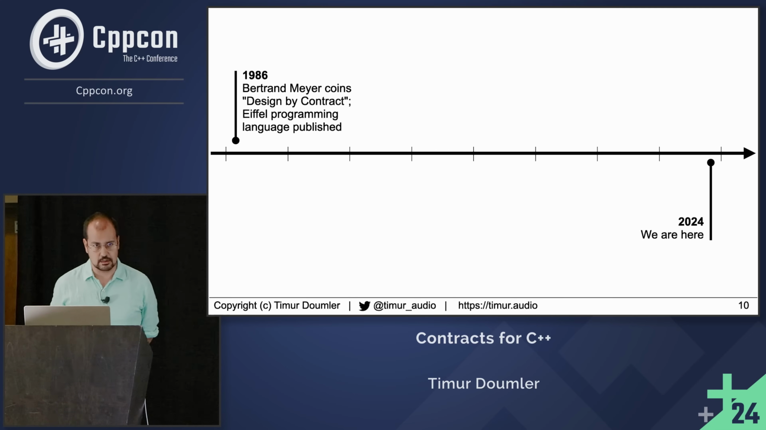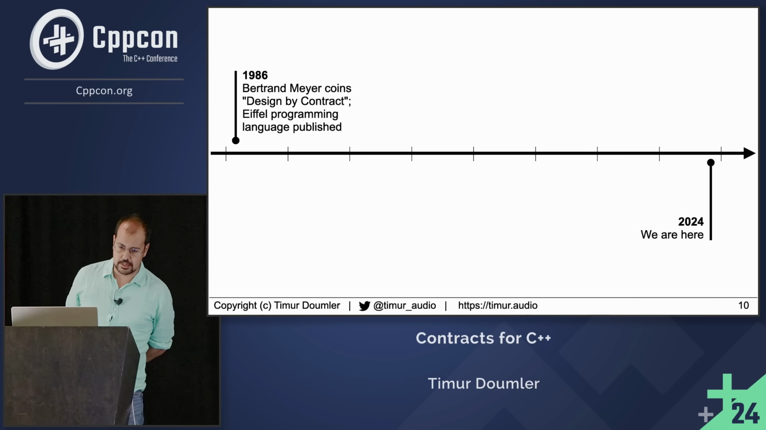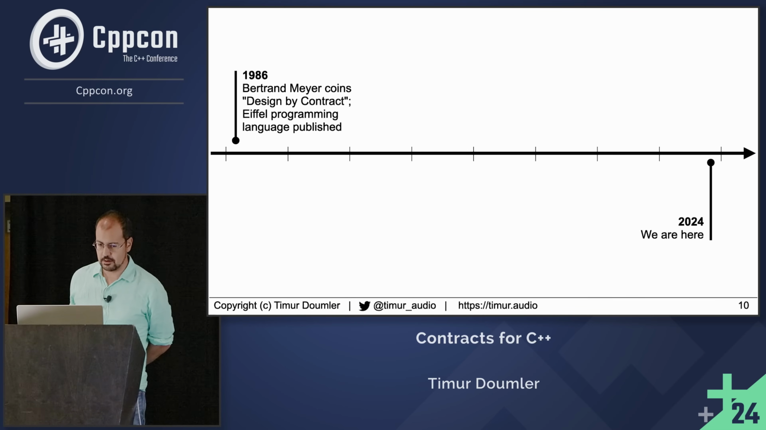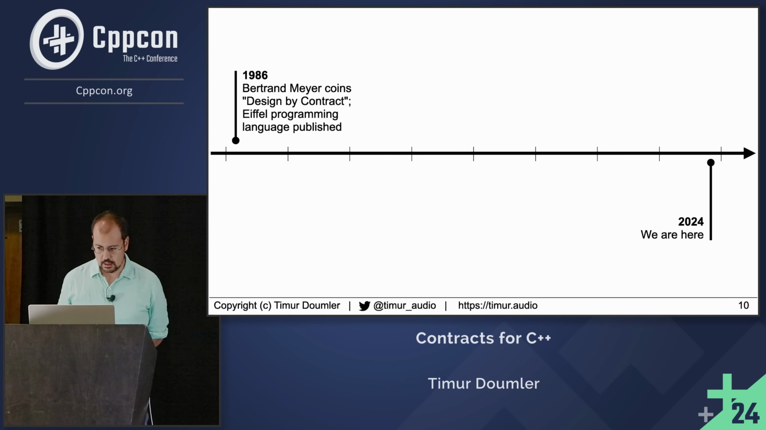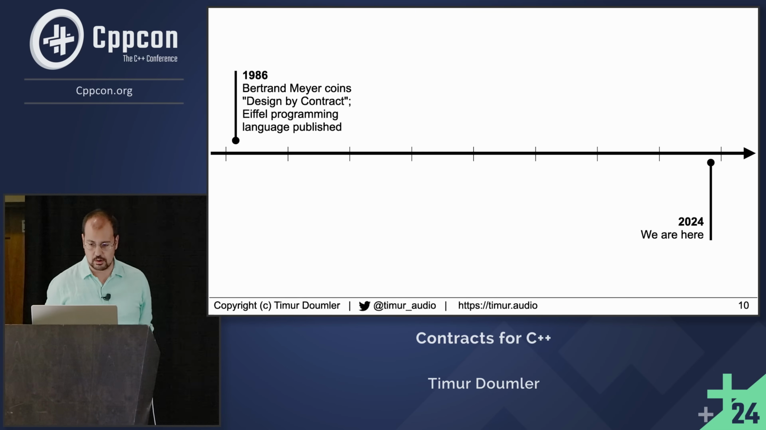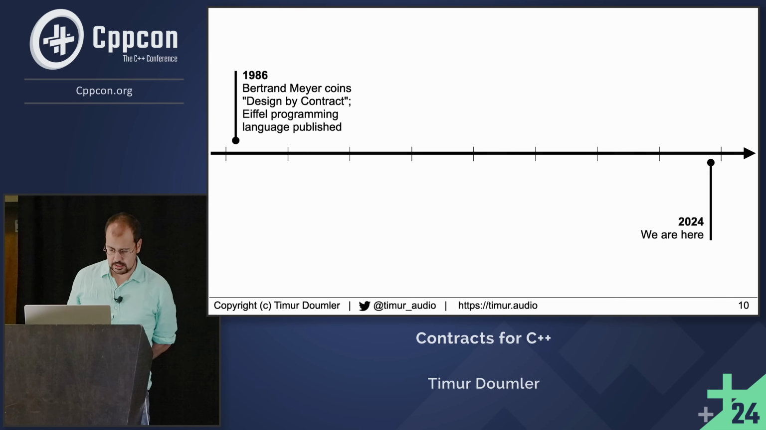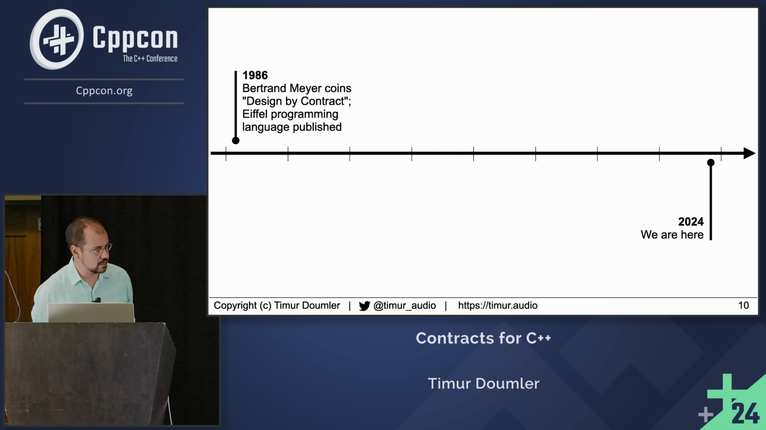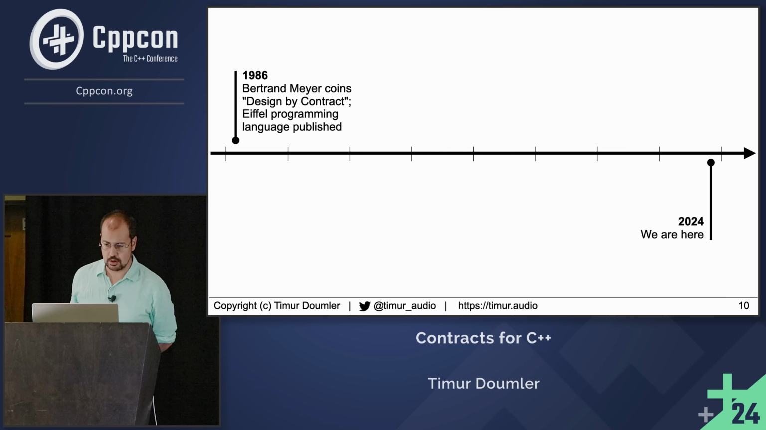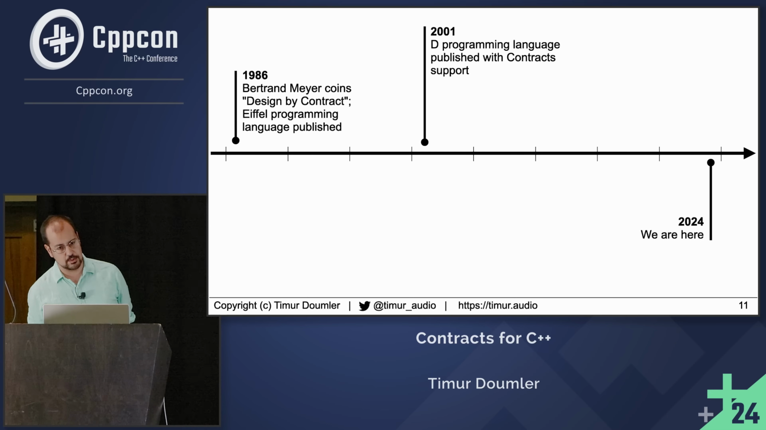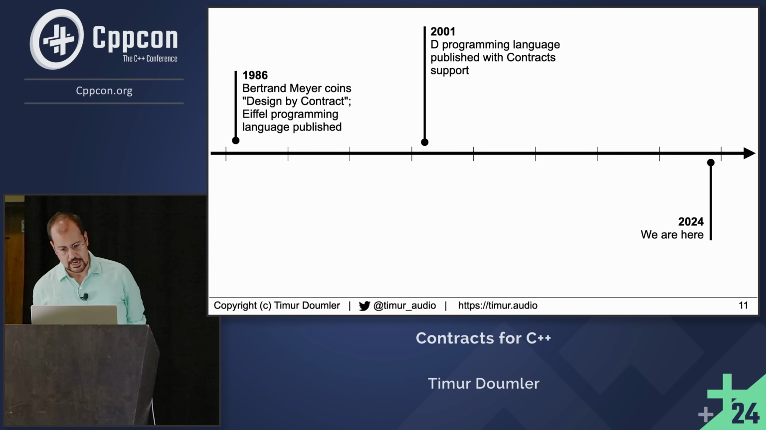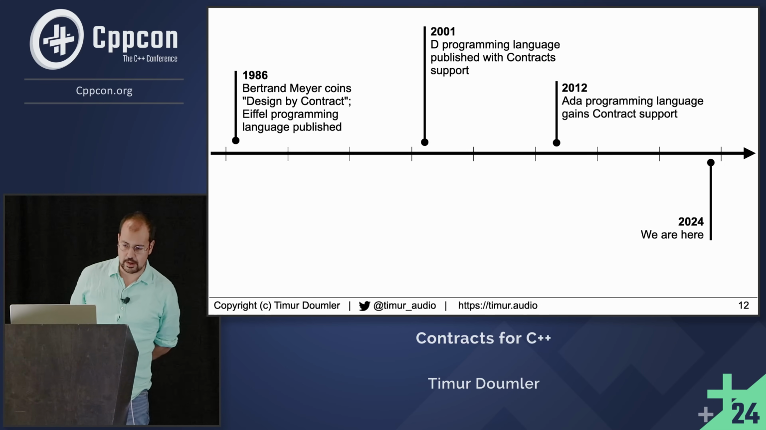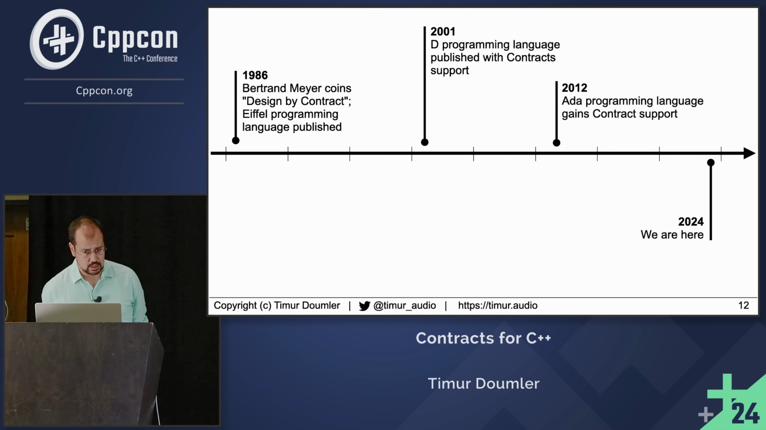Design by contract and contract-based programming was invented by Bertrand Meyer in the 80s. In 86, his programming language Eiffel was published, which was the first programming language that supported contracts natively. And that was almost 4 decades ago, right? So a lot of time has passed. Since then, there have been other programming languages that are implementing contracts today, including the D programming language, which came out in 2001 and came with contract support out of the box. And then later in 2012, the Ada programming language also got contract support.